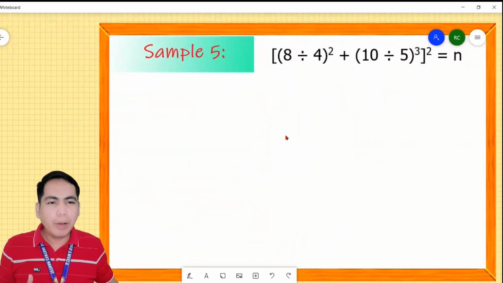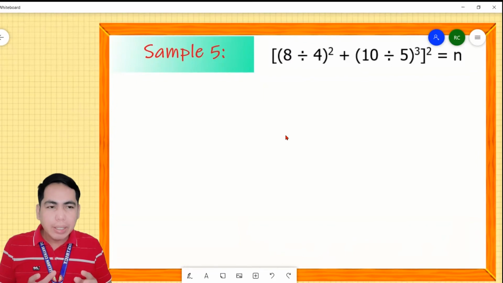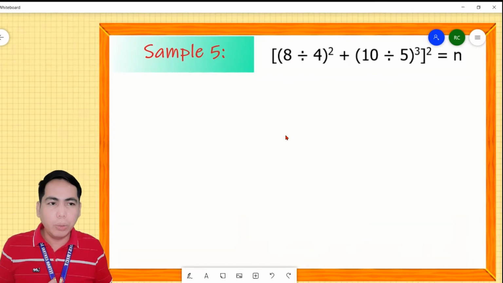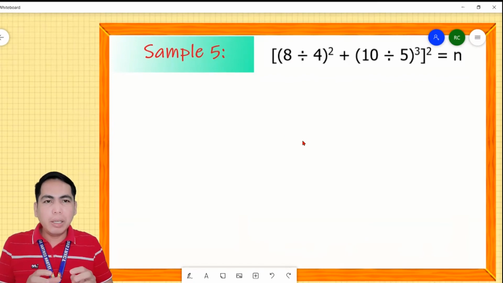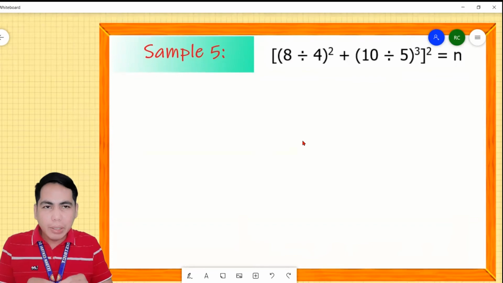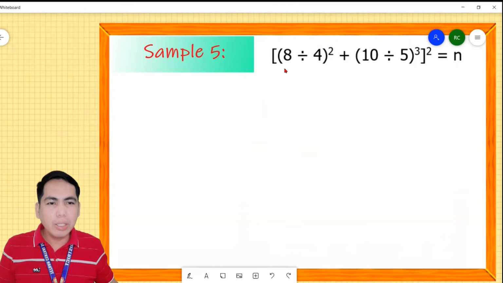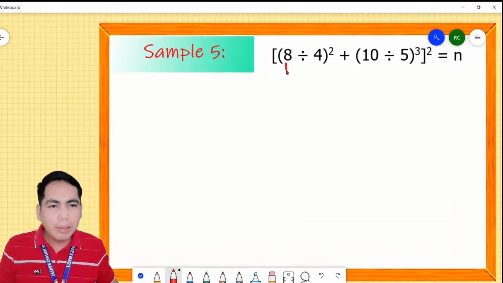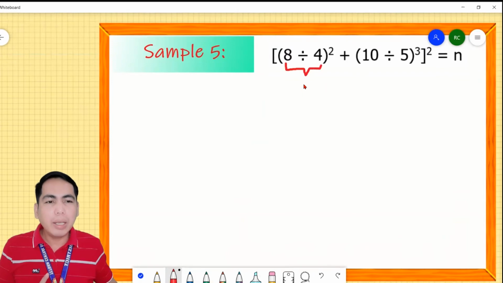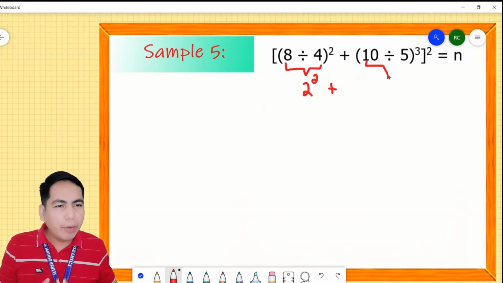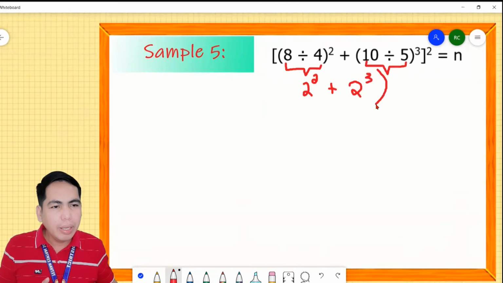In our example number 5, we have groupings inside the grouping, or what we call a group within a group. In this case, our technique here is to do the inside out technique. So we have to start from the inside. So in this case, we have to do it here first. 8 divided by 4 will give us 2 raised to the power of 2, plus here 10 divided by 5 will give us also 2 raised to the power of 3. And then we have raised to the power of 2.